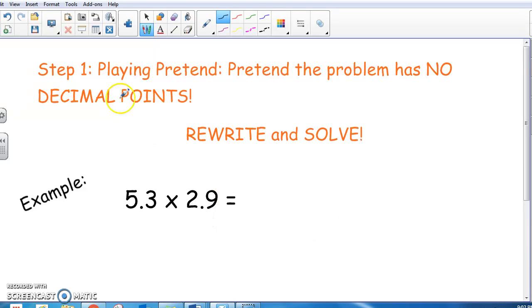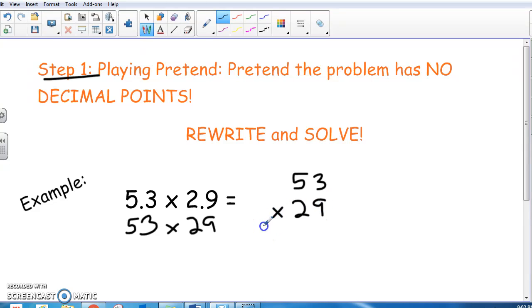Let me give you another example of step one, playing pretend. We're going to rewrite and solve the problem without any decimal points in it. This will become just 53, not 5.3. We'll pull out the decimal of 2 9/10, and it'll become 29. And instead of 5 3/10 times 2 9/10, we're going to solve 53 times 29. So I'm going to do that over here. We have 53 times 29. I'm going to go ahead and use the standard algorithm here.